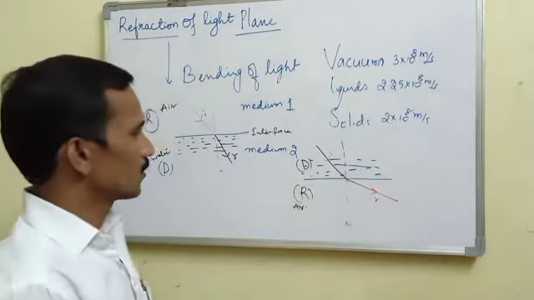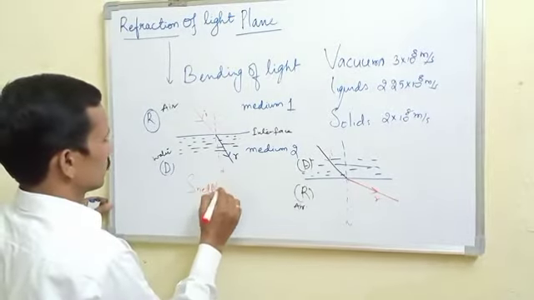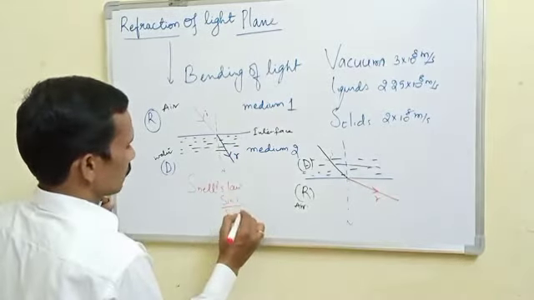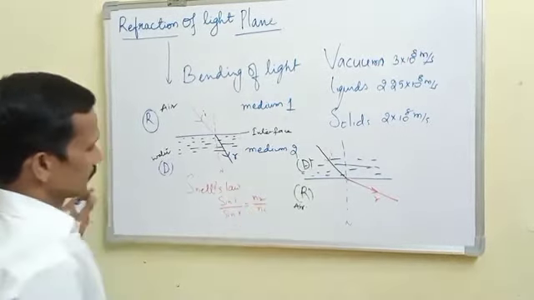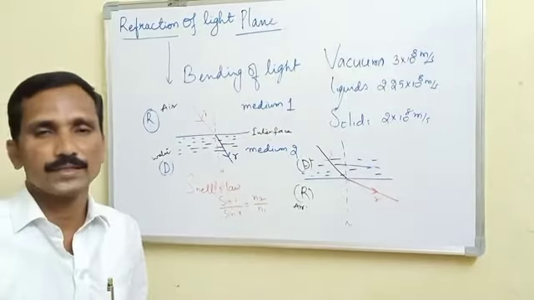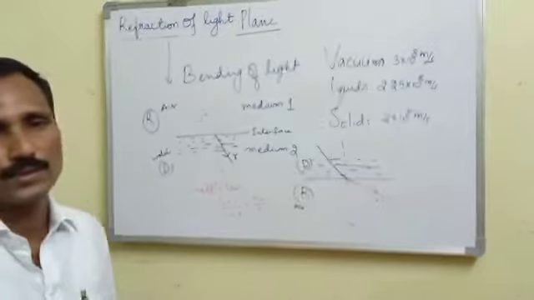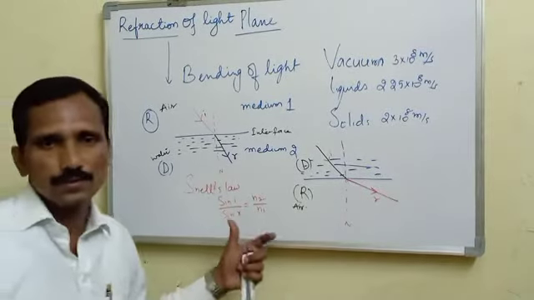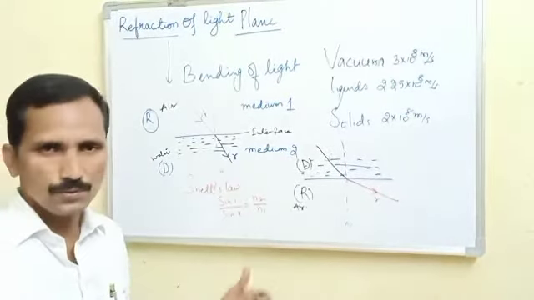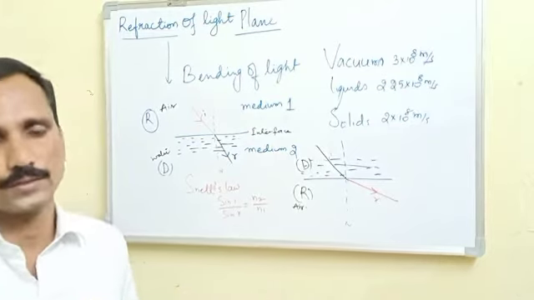About these topics and Snell's law: sin i by sin r is equal to n2 by n1. These n1 and n2 are the refractive indices of these different mediums. These are some topics that we have learned in 9th class. From that we recalled 2-3 points which help in our lesson.